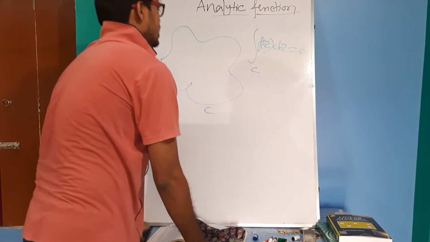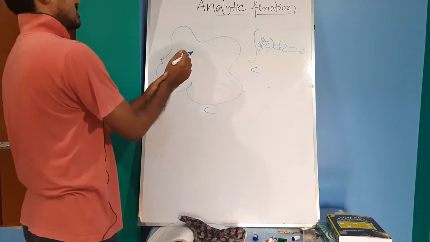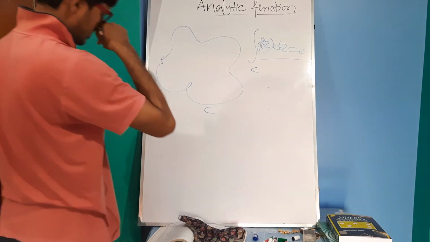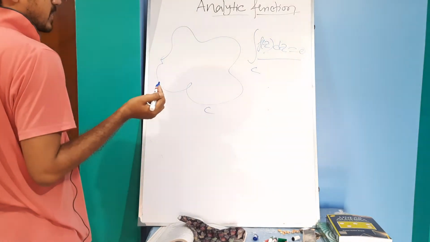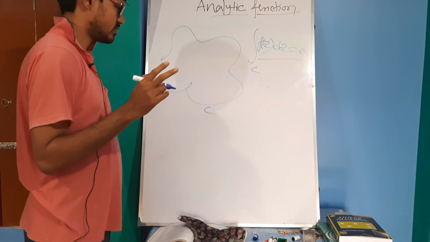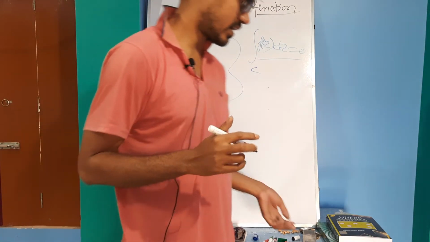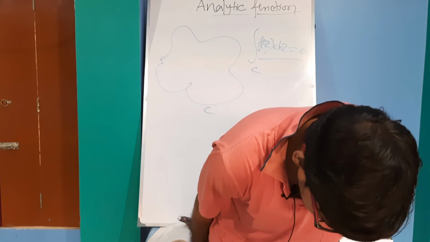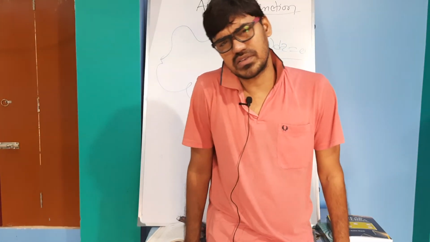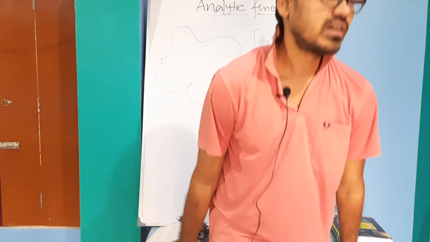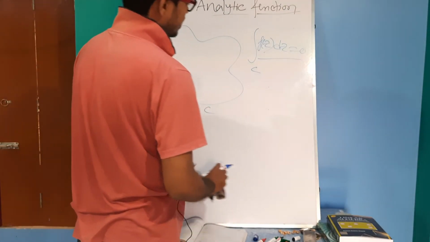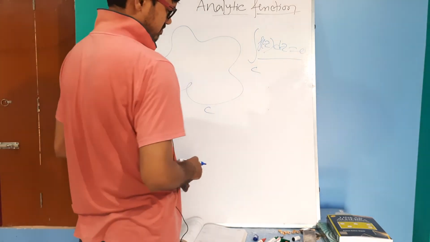Cauchy applied this theorem. Cauchy started, but he mentioned two properties. Number one, f of z will be analytic, and second, f dash z will be continuous. So these two points are there. So let's start to prove the Cauchy theorem.